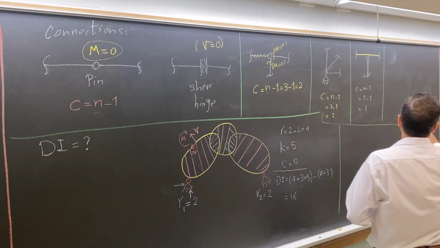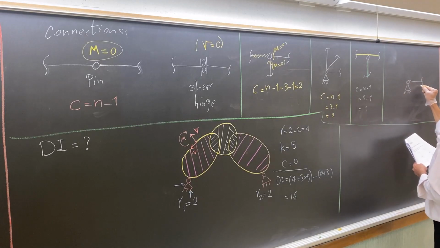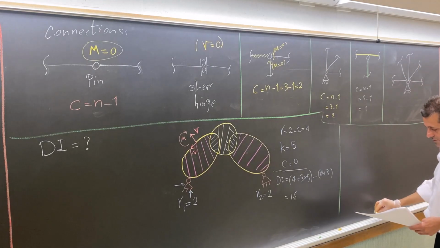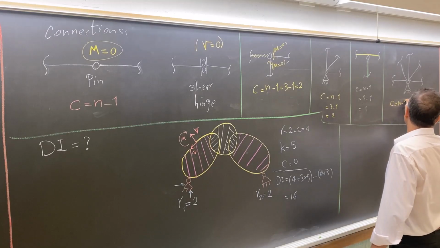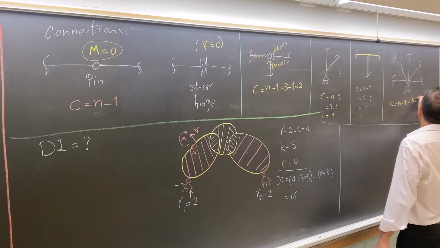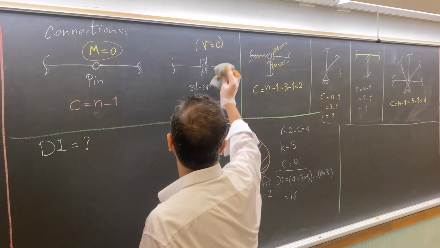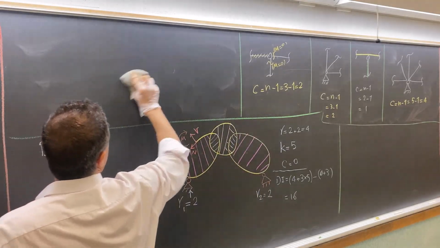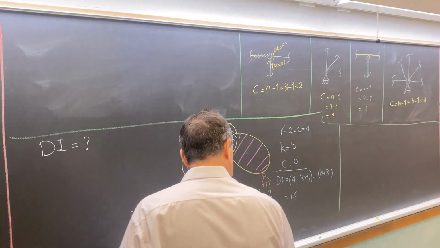Next example, we have a pin support. And these are the elements connected. How many elements? Yes, 5. The number of condition equations is 4. Any questions so far? Okay, next example.